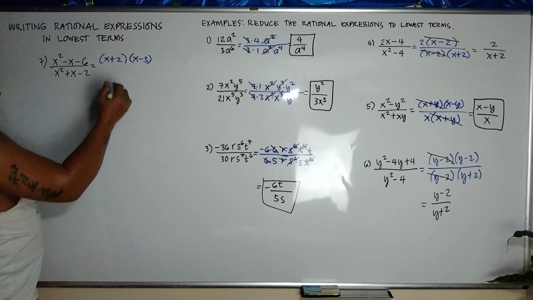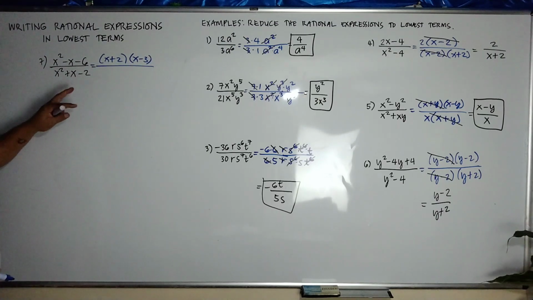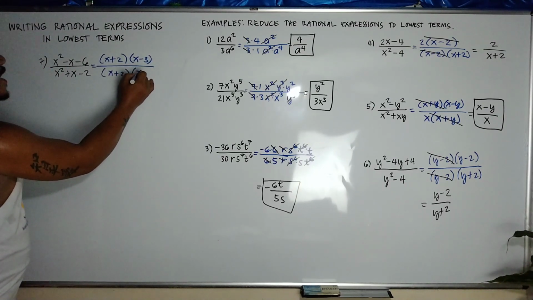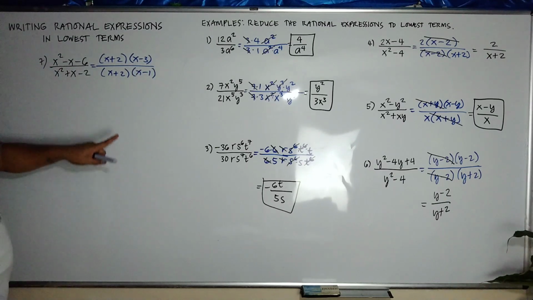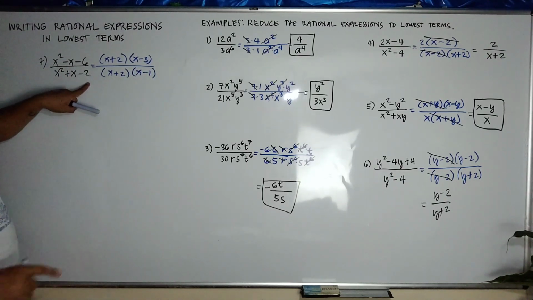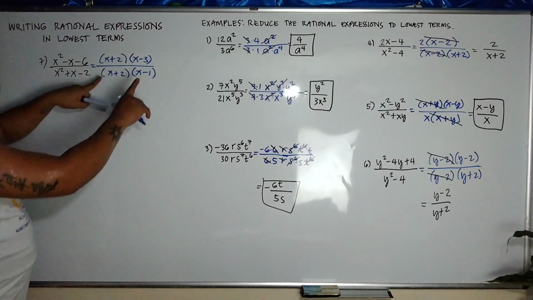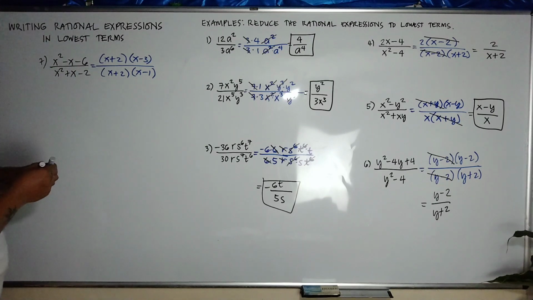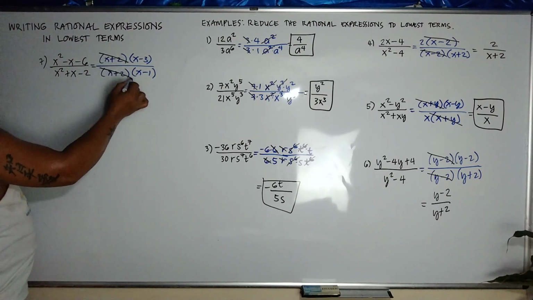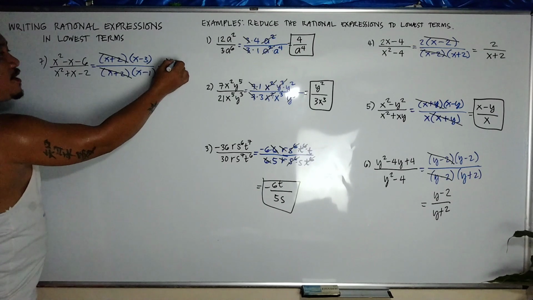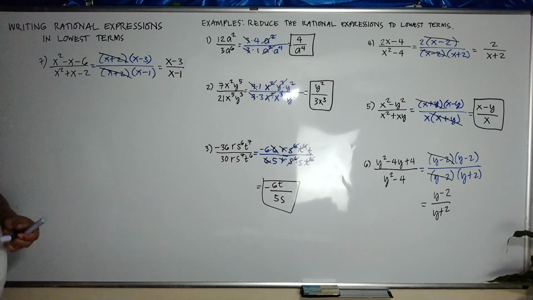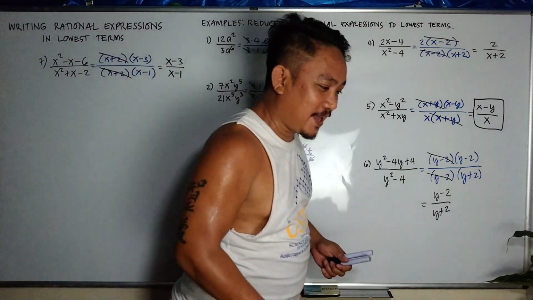So we are correct. How about the denominator? The factors of negative 2 are easy. You have x plus 2 times x minus 1, because 2 times negative 1 is negative 2, and 2 minus 1 is positive 1. Then we can see their common factor, which is x plus 2. Therefore, the reduced form is x minus 3 over x minus 1. That is easy.